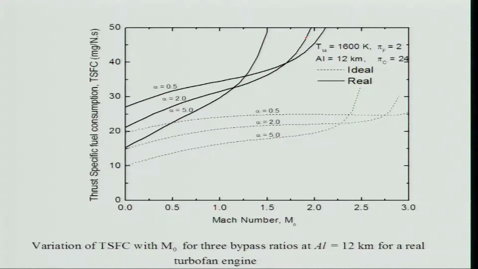But if you look at the thrust specific fuel consumption, the real cycle is the solid lines. For alpha equal to 0.5, it increases with the Mach number, and then again it changes slope and increases as the Mach number goes into the transition regime. At higher Mach number the slope is very high, that means the thrust specific fuel consumption increases at a higher rate.